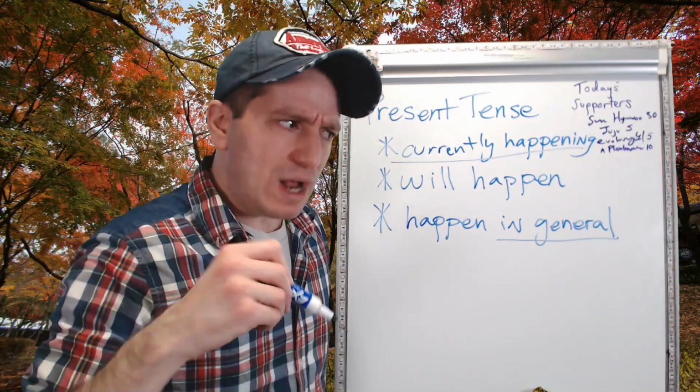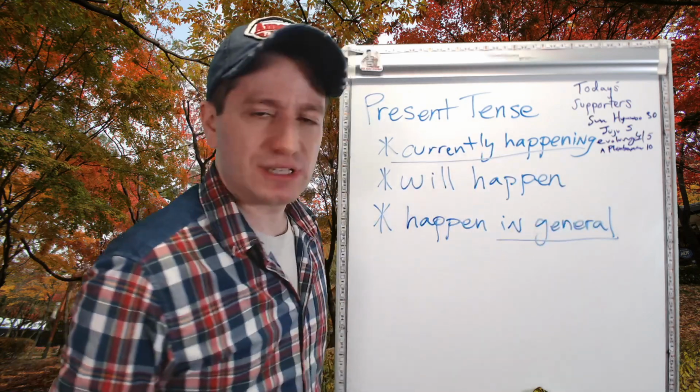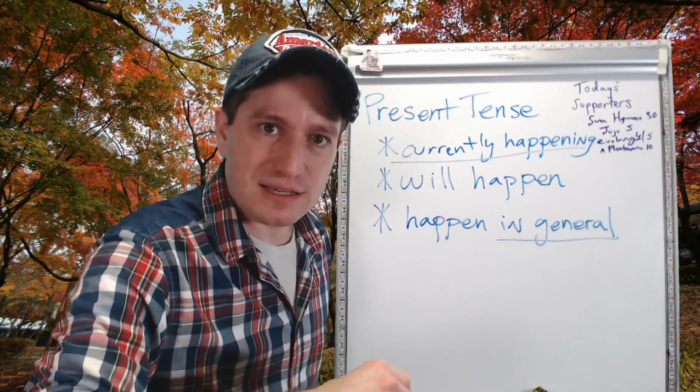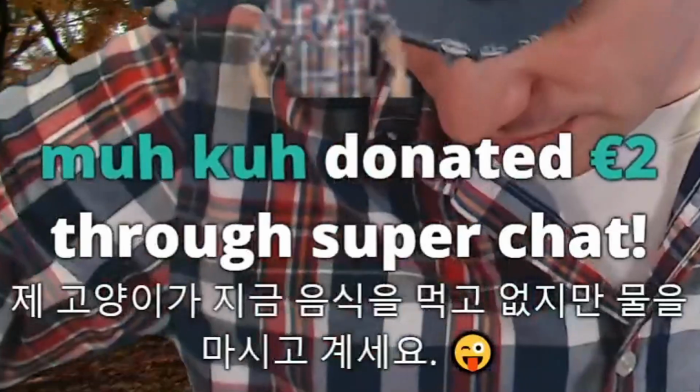So then what's the difference between using the present tense to say something that's currently happening and the progressive tense? Same exact meaning in English, same exact overall meaning. So then what's the difference?